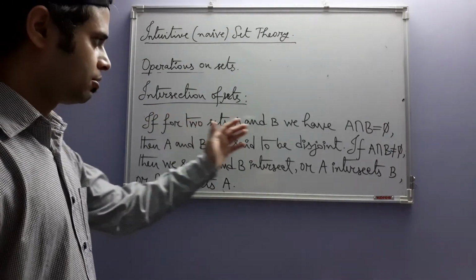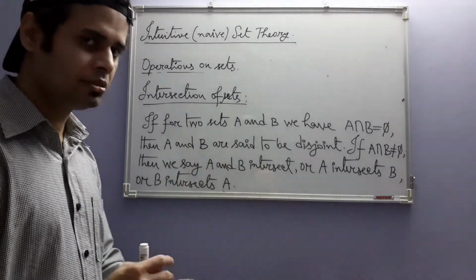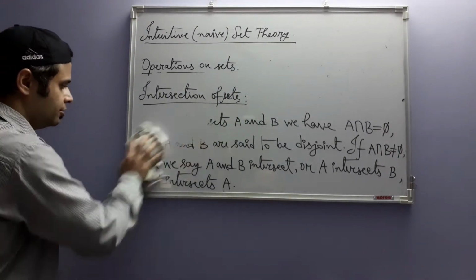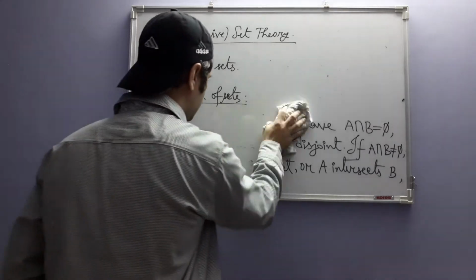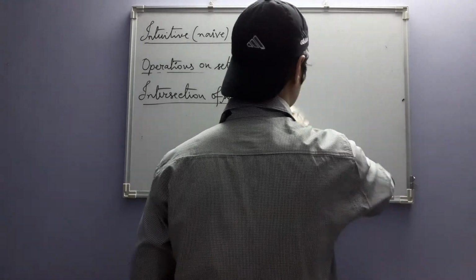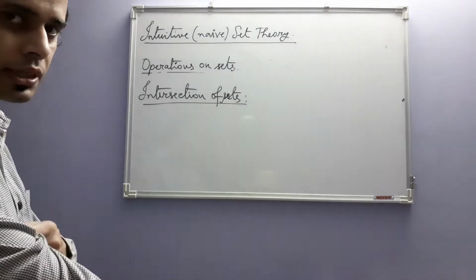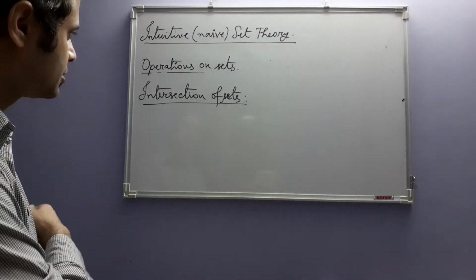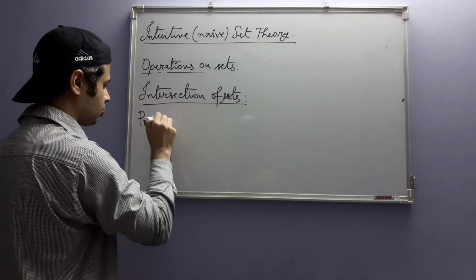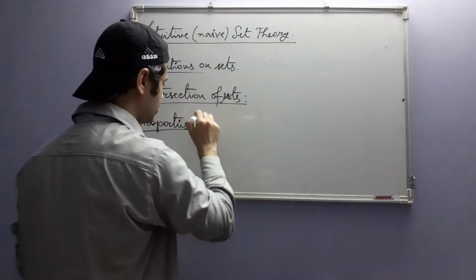Okay. So being disjoint means having no common element, and intersecting means having some common element, at least one. So this is just a terminology. It's a term that we frequently use while dealing with sets. Now, just like union, intersections also have some properties. And you can already guess the properties will be similar.